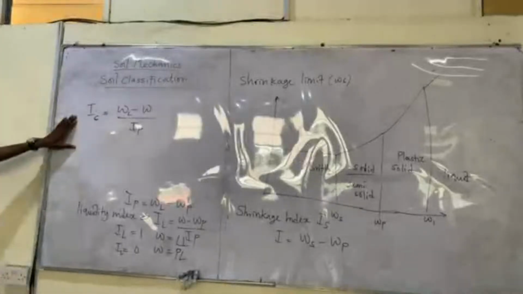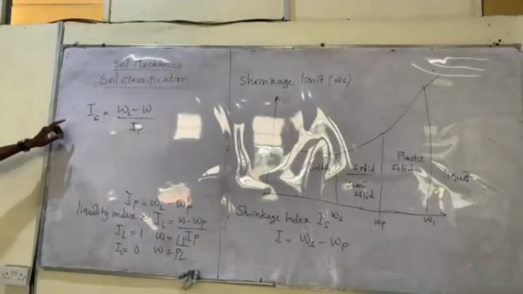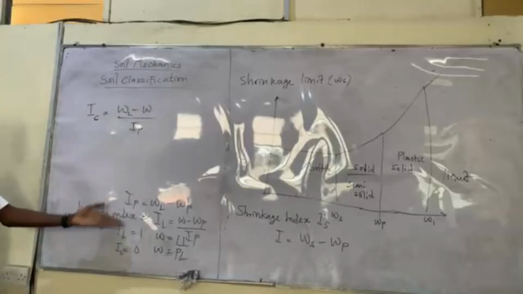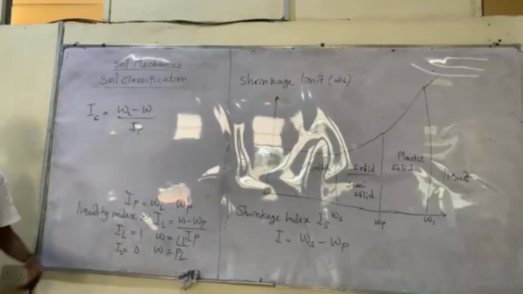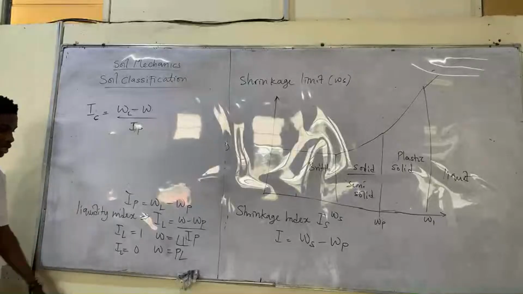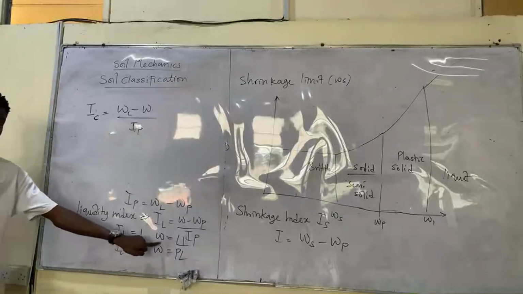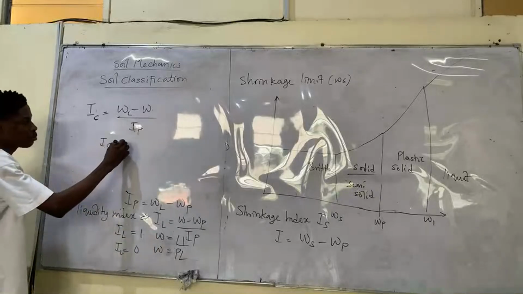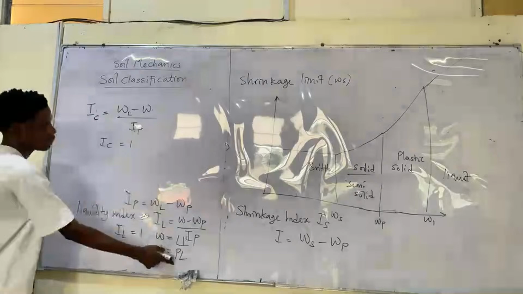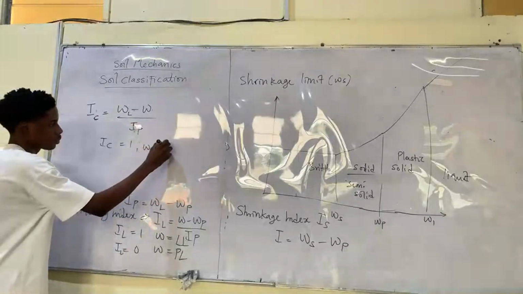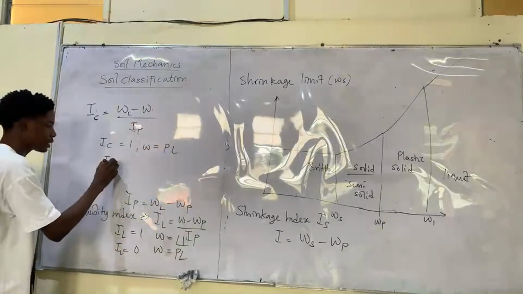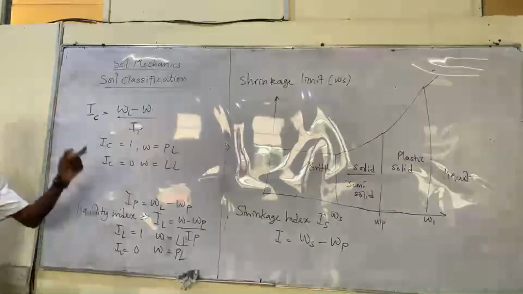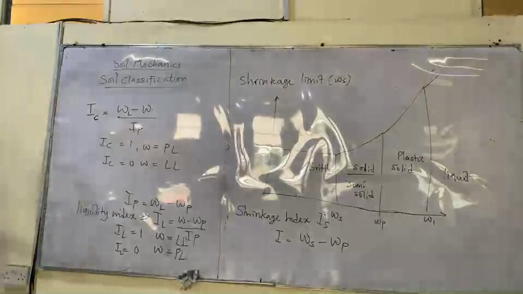The consistency index is the relationship between the water content and the liquid limit. So you can see they are like two sides of a sword. In this case, if IL is 1, your water content is at the liquid limit. But in this case, if IC is 1, your water content is plastic. Then if IC is 0, your water content is liquid. And obviously the sum of both of them at any given point would be equal to 1.